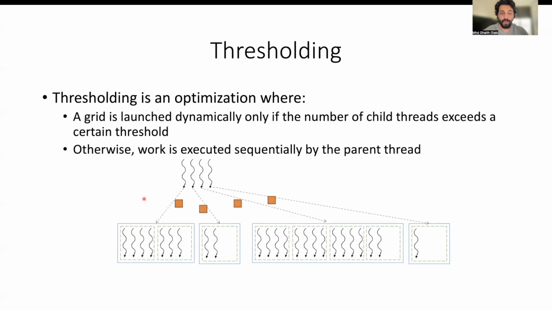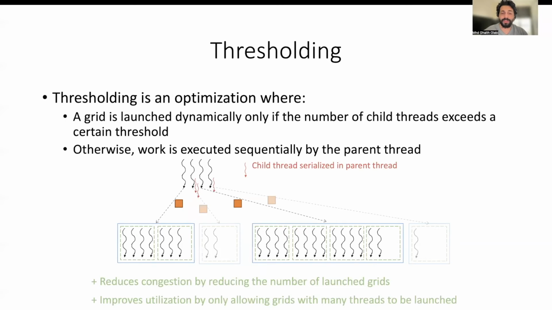Take this example where we have 4 parent threads. Each one of them discovers some dynamic work and does the launch, with a variety of sizes and amounts of work needed. We apply thresholding. Now, instead of each parent thread doing a dynamic launch, only the ones with potentially high enough amount of work do the launch. Otherwise, the work is serialized and done in the parent.